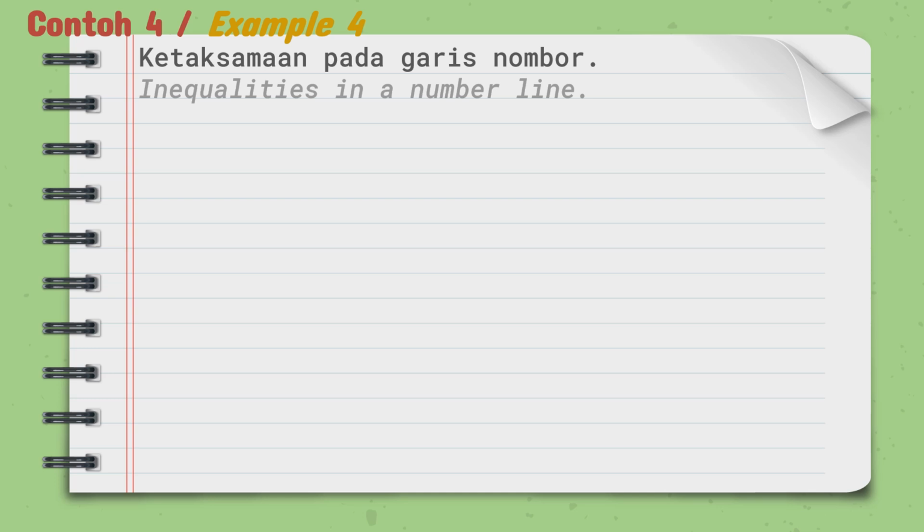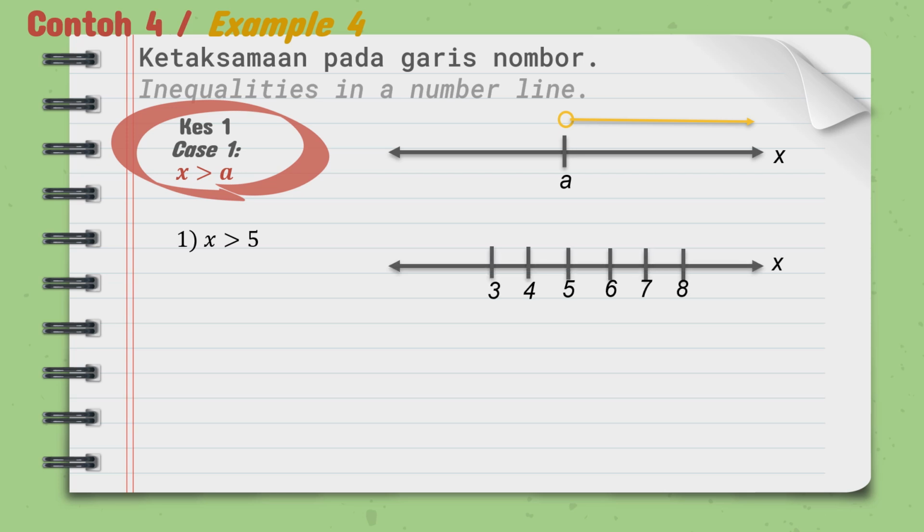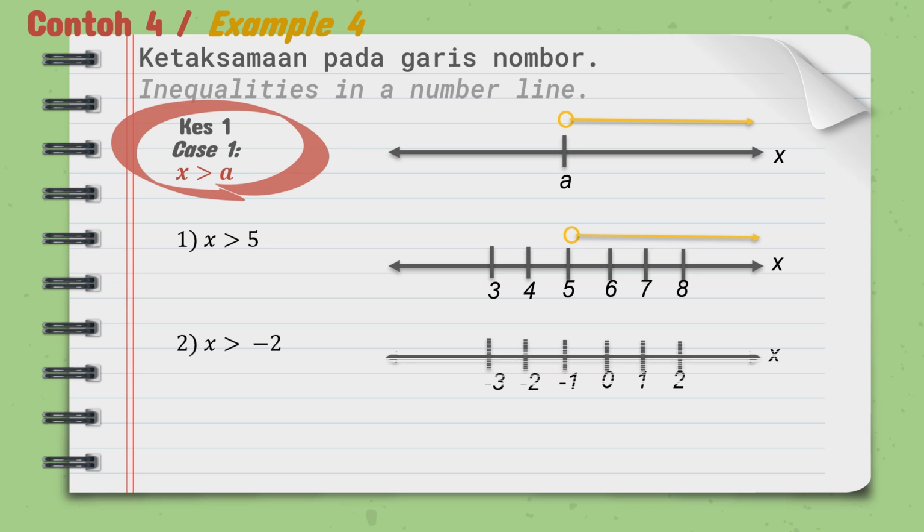Alright, so let us look at case 1. When x is greater than 5, you draw a number line. So you have 5 here, and then put an empty circle, and then the arrow goes to the right. And the second one, we have x greater than -2, so we draw a number line here. So here is -2, and then we have an empty circle, going to the right also.